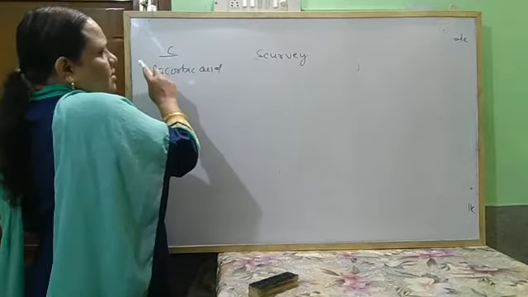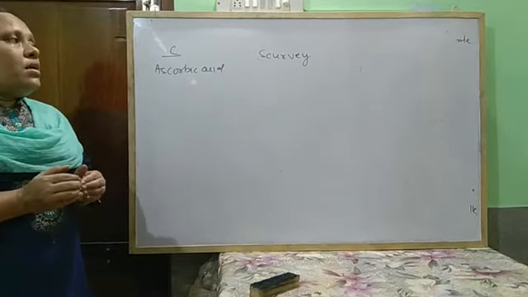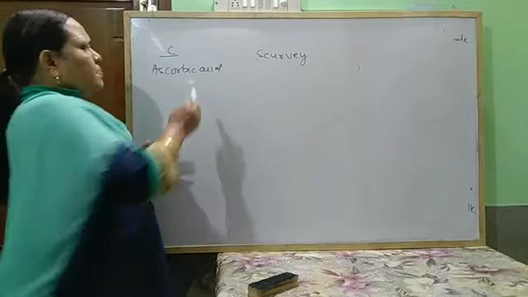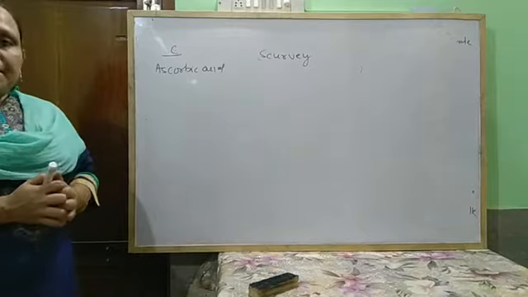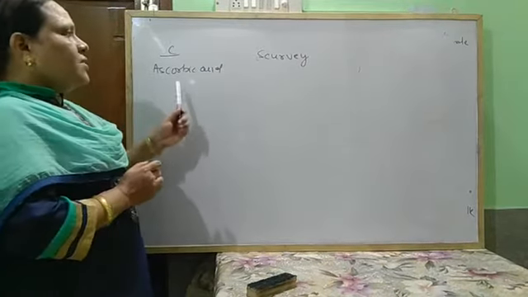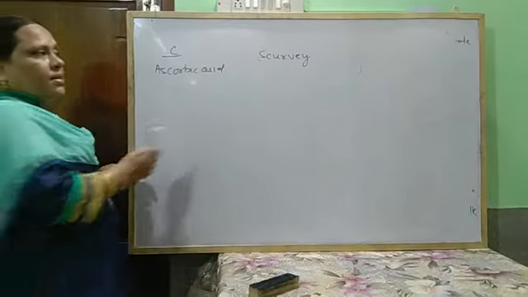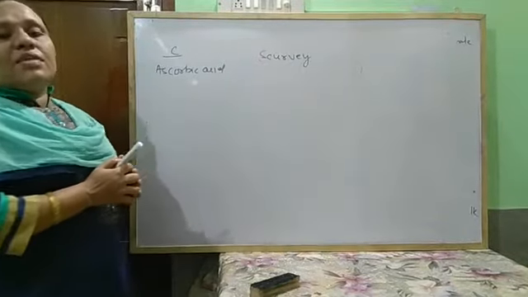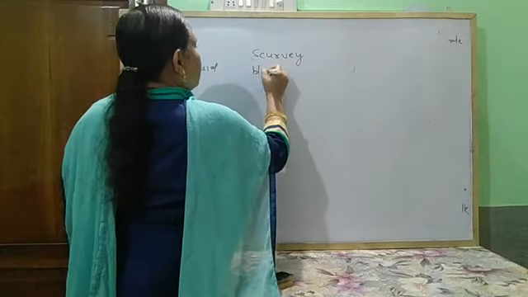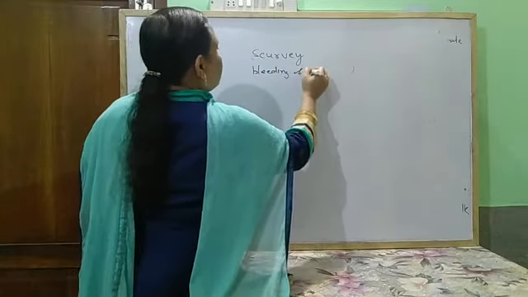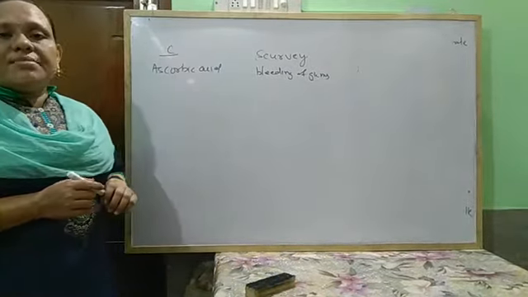Vitamin C also increases our immunity. So deficiency of this decreases our immunity power and also causes scurvy, that is bleeding of gums, pyorrhea, etc. These are due to deficiency of vitamin C.